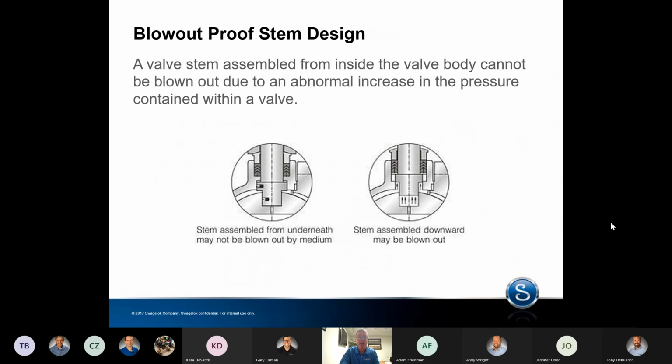Another feature to look for in ball valve design is a blowout-proof stem design. As shown on the right, pressure is always acting upon the bottom of the stem, trying to push the stem up. So when the stem is assembled from inside the valve body, as pictured on the left, the stem is held in position by the stem housing. This means the stem can't be blown out by system pressure like the valve on the right.